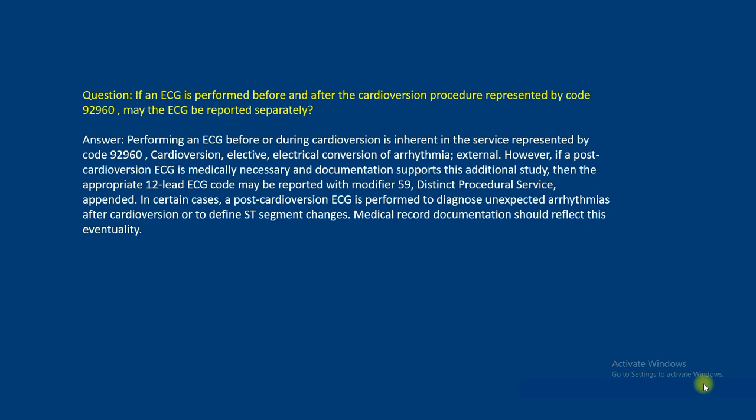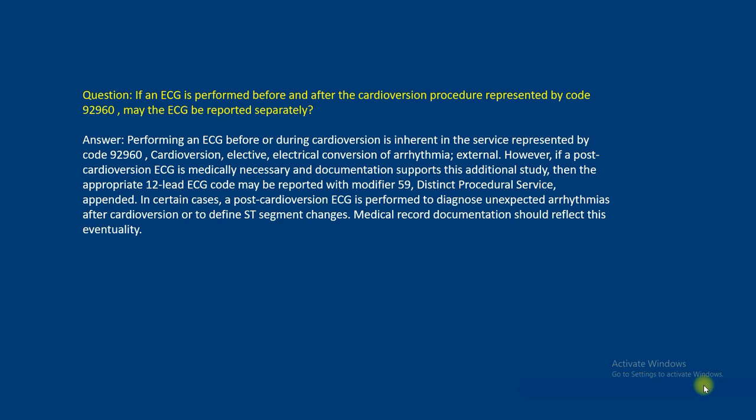Next question. If an ECG is performed before and after the cardioversion procedure represented by code 92960, may the ECG be reported separately? Here the physician is performing the cardioversion, and the patient has an ECG before and after it. Can we code the ECG separately or not? Based on CPT Assistant, the ECG before and after cardioversion is included in cardioversion. You don't need to code it separately.